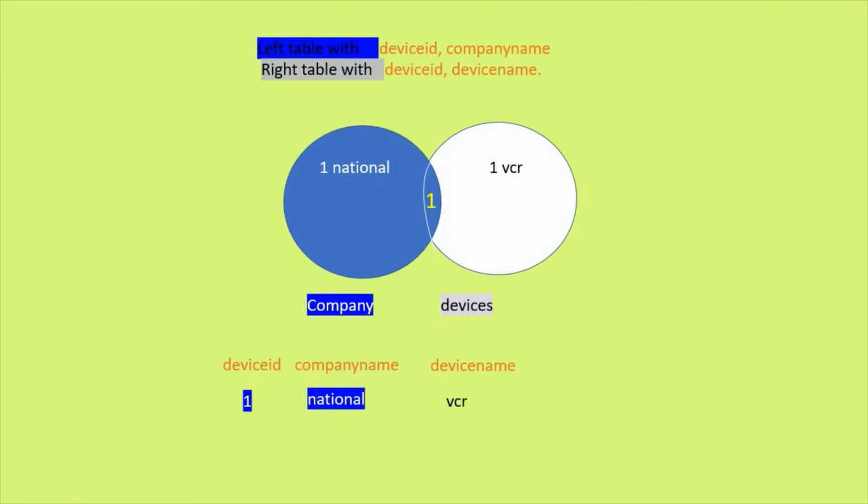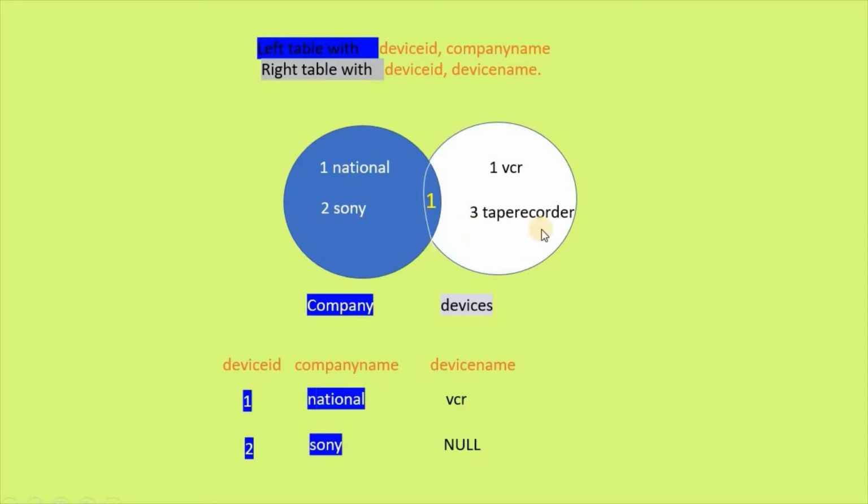Now in table company, one record is added with device ID 2 and company name Sony, but device ID 2 is not present in table devices. So there is no matching row in right table. In this case, we get null from right table. So when we use left join, we get the result device ID 2, company name Sony, and here in device name column we get null. So we get all the records from left table, and when there is no matching row in right table, then we get null.